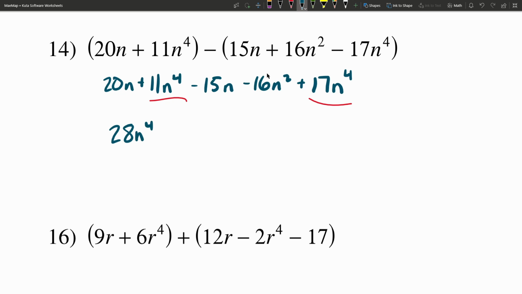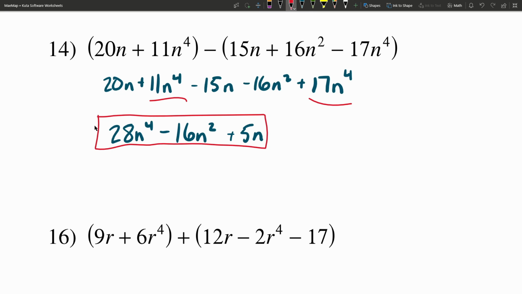My next highest degree is an n squared, and that's only one of them in this entire problem, so that's subtracting a 16n squared. And then next I have a degree of 1. My n's are both to the first power. And a degree of 1, you don't need to explicitly write the 1 because n to the first is simply n, but they both are degree 1s. So 20 minus 15 is going to give me a positive 5. So we're going to be adding 5n. And that's my solution in number 14. 28n to the fourth minus 16n squared plus 5n.